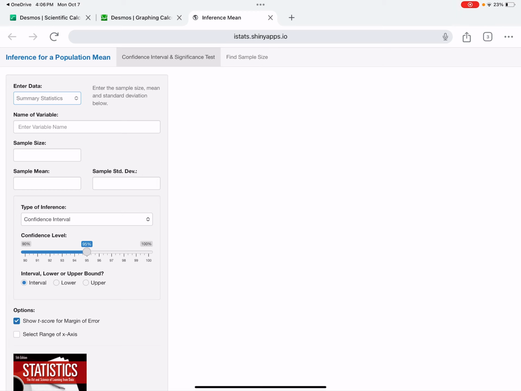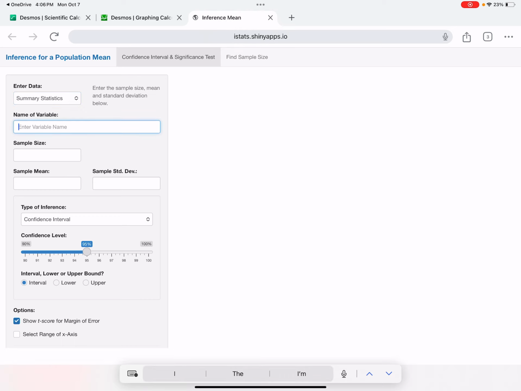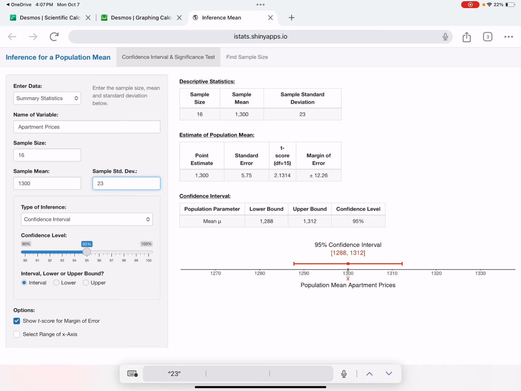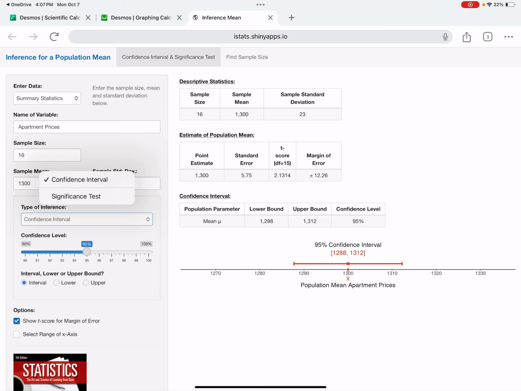And I can enter the variable name here. We're looking at apartment prices, so that's what I'll call it. Our sample size was 16, right? She sampled 16 apartment complexes. She found that on average they had a rent of $1,300 per month, and the standard deviation was $23 per month. Now, we don't want to get a confidence interval. We'll talk about those in the next section. For now, we just want to run a hypothesis test.